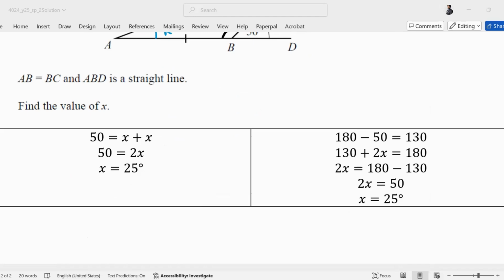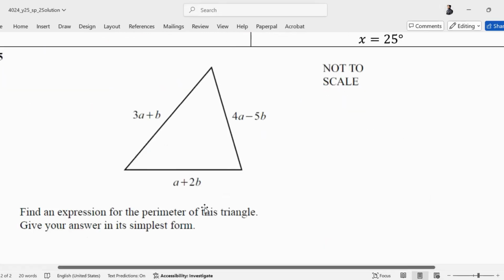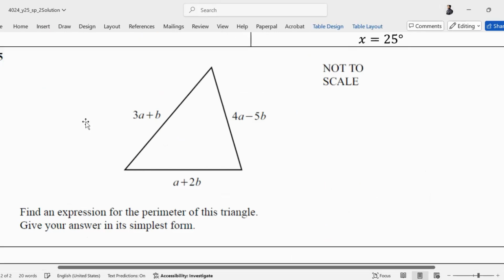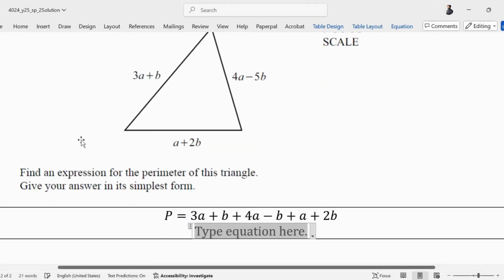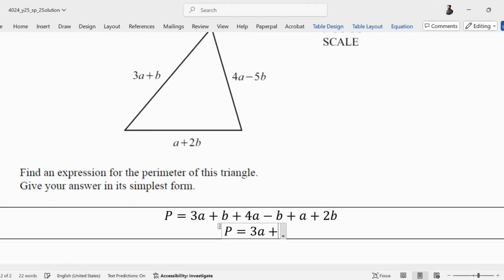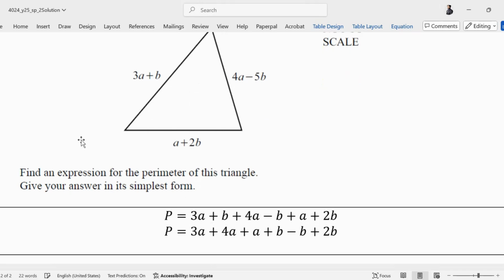Moving on to question number 5. Find an expression for the perimeter of this triangle. Perimeter is the total sum of the boundaries, the total length of the boundaries. So one length is 3a plus b, the other is 4a minus b, and the other is a plus 2b. So I've simply added all the lengths. Now we can rearrange all the like terms with each other, plus b minus b and 2. So the perimeter should be equal to 3a plus 4 is 7, 7 plus another a is 8a plus 2b.